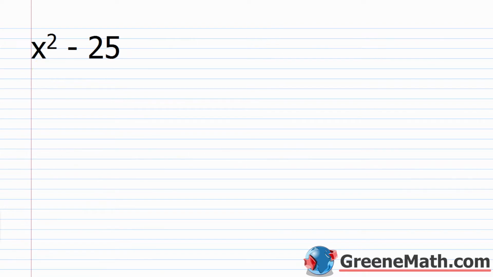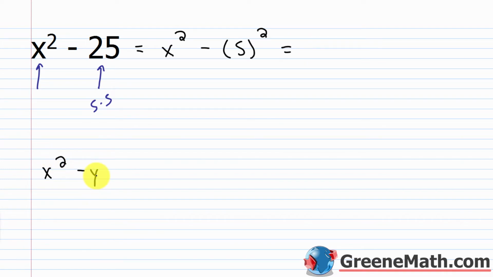All right, what about x squared minus 25? We know this is a square, and then 25, we know that's 5 times 5. So again, you can rewrite this, x squared minus 5 squared. And again, just follow your formula. If you want, I'll just rewrite it every time. So x squared minus y squared is equal to what? X plus y times x minus y.